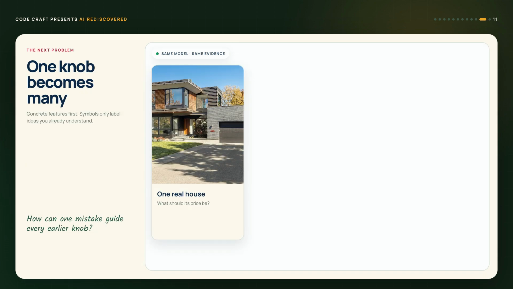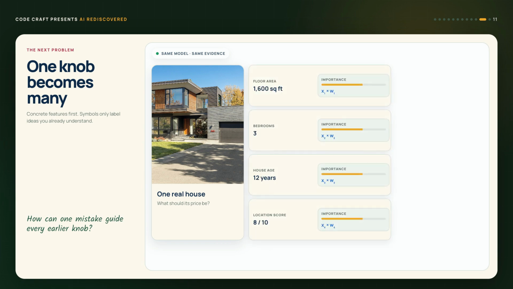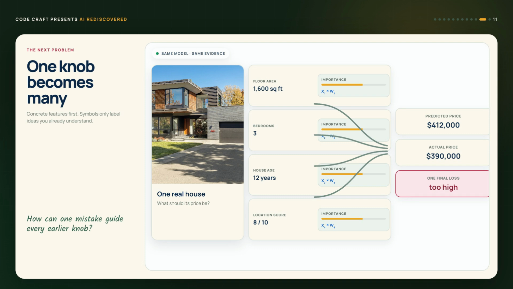Return to a real house. Price may depend on floor area, bedrooms, age, and location. The model gives each feature its own importance knob. Together, those weighted clues produce one predicted price, and that prediction produces one final loss. If the prediction is wrong, which knob deserves more change?